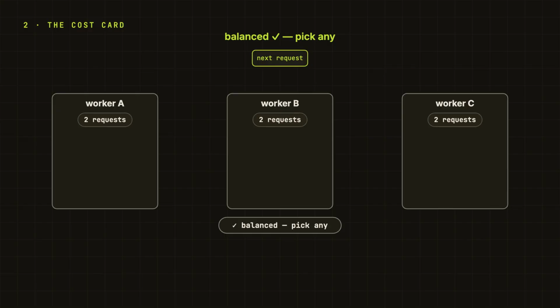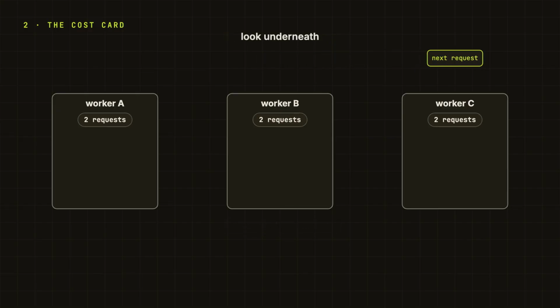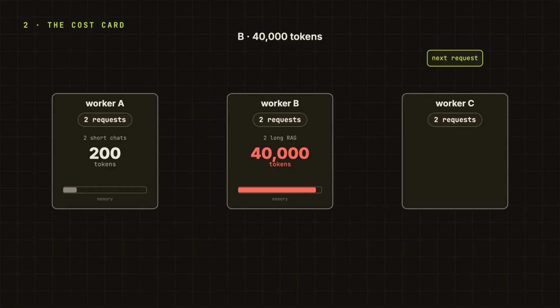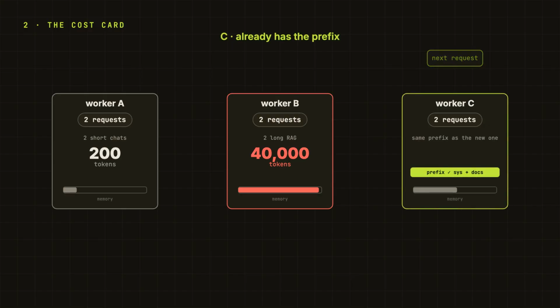Pick any of them. But now let us actually look at what those two requests really are. On worker A, there are two short chat messages, maybe 200 tokens of memory between them. On worker B, there are two long RAG questions, each one dragging around 40,000 tokens of KV cache. So that worker is nearly full, its memory almost gone. And on worker C, the two requests happen to share the exact same system prompt and documents as the new request arriving. So worker C has already done most of this new request's reading. So two requests told us basically nothing.